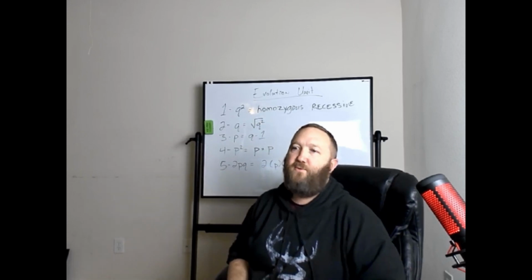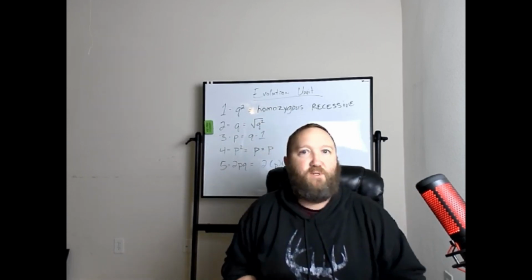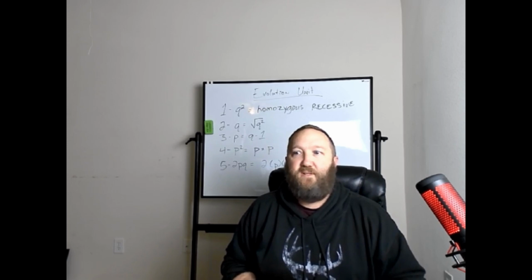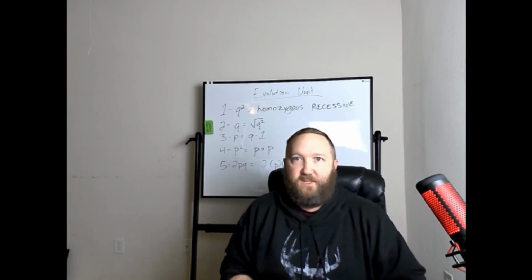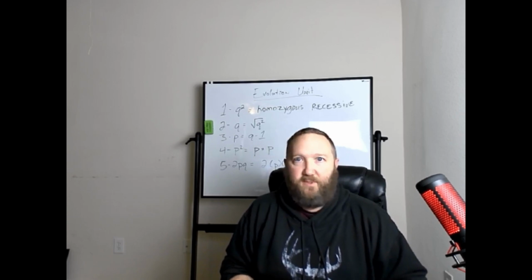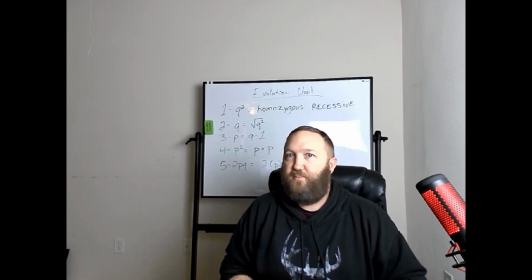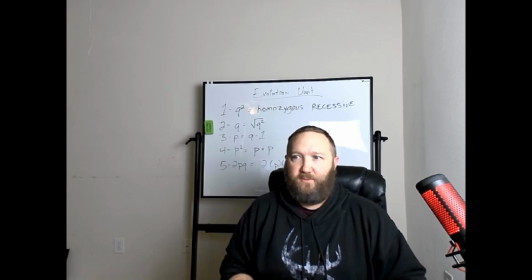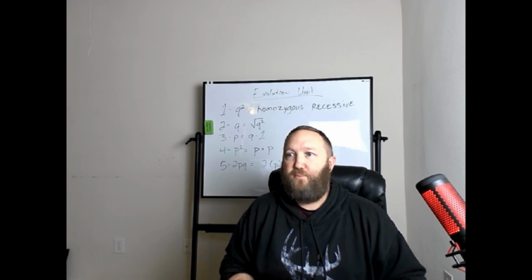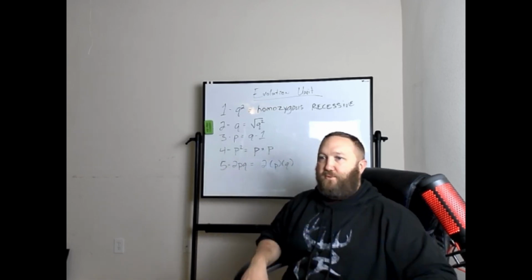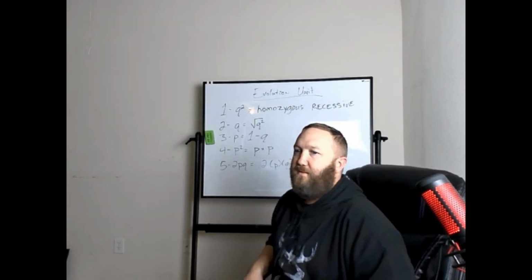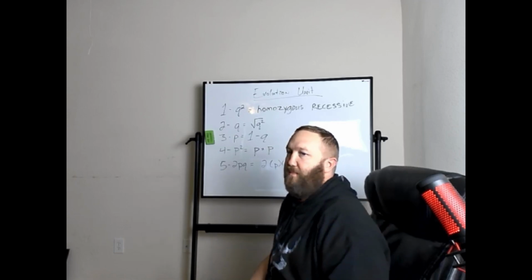Step 1, you're going to find q squared. You always want to start off with that. Once you find that, that is, in the word problems, your homozygous recessive, the recessive trait. So whatever the two lowercase letters would be in this situation, that's what you're looking for. Step 2, you're going to find q. So you have q squared. To get q from q squared, you need to do the square root of q squared. Step 3, find p, and that is 1 minus q equals p.